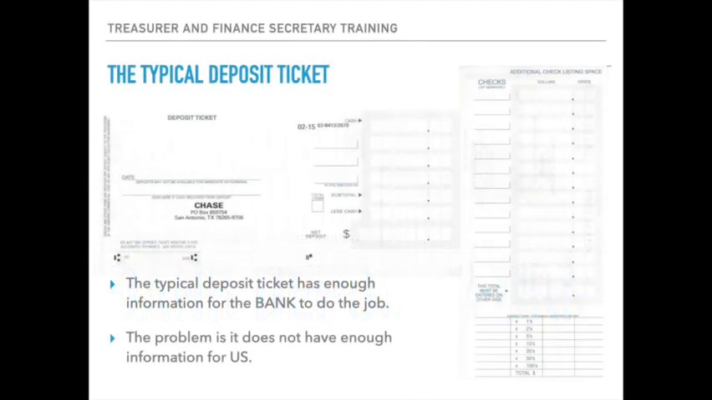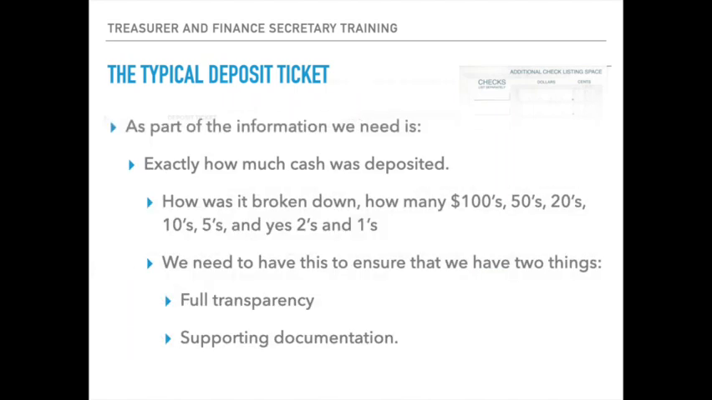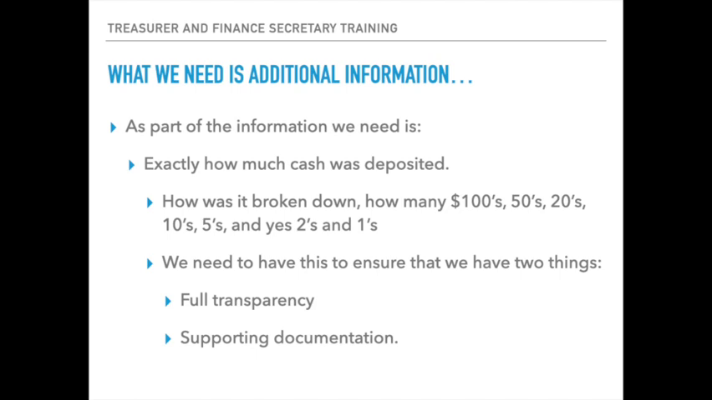The typical deposit ticket has enough information for the bank to do its job. The problem is, it doesn't have enough information for us. So what we need is additional information about the deposit. As part of the information we need is exactly how much cash was deposited. How was it broken down? How many hundreds, 50s, 20s, 10s, 5s, and yes, 2s and 1s. We need to have this to ensure that we have two things: full transparency and supporting documentation.